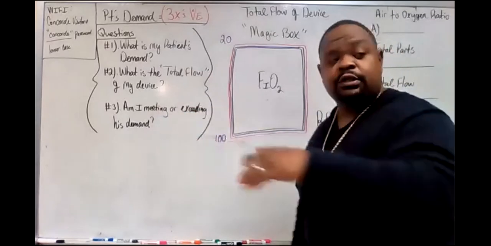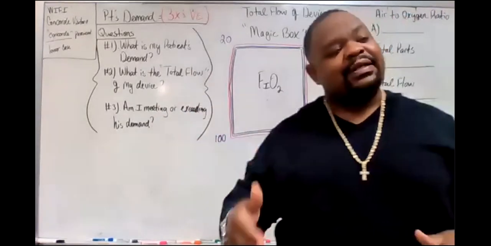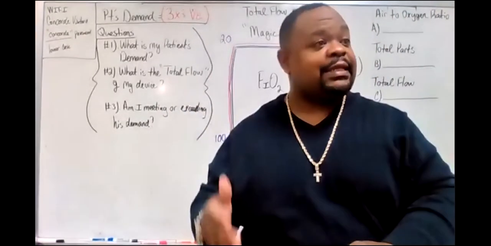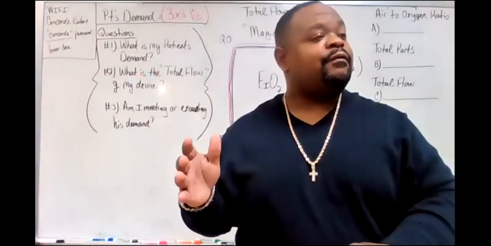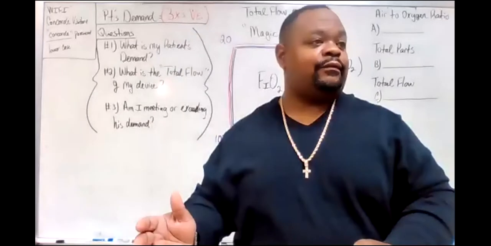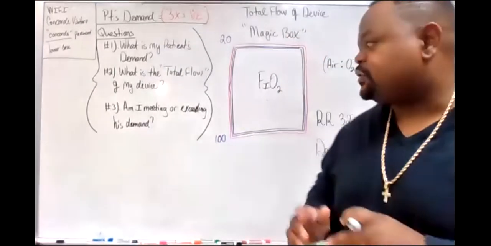It's okay to go over. You just don't want to go under. If he needs 57, then you need to be giving at least 57 or more. If you're giving 80, that's fine, right? But if you're giving 55, you ain't giving enough, okay? All right, so let's look at it.